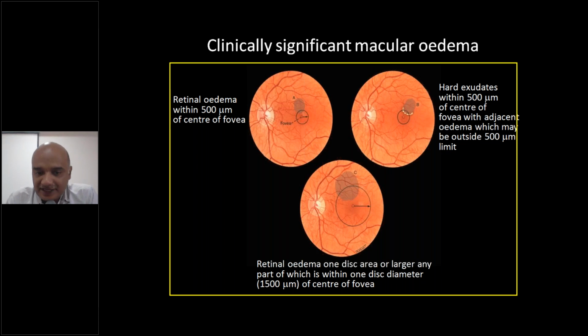So once you have diagnosed the patient to have NPDR, that is non-proliferative diabetic retinopathy, or PDR with or without clinically significant macular edema, then what are you going to do? How are you going to manage the case?